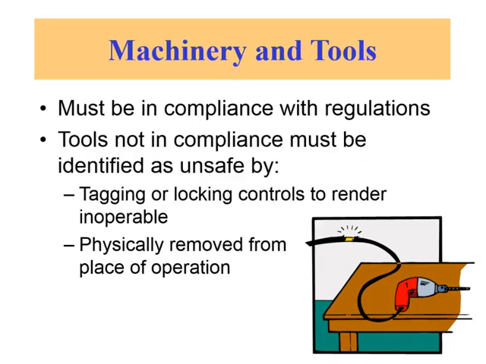Machinery has to be in compliance with regulations. We will be talking about this later. You have to make sure your tools are in compliance, or they have to be identified. You could tag it, you could lock it out, or physically remove it from the place of operation. So you take it out, throw a tag on there until it's fixed, that's fine. Take it out, throw it in the tool crib, mark it there, that's fine. Cut the cord off, throw it away, that's fine. It doesn't really matter how you do it as long as something that's unsafe is not left on the job site.